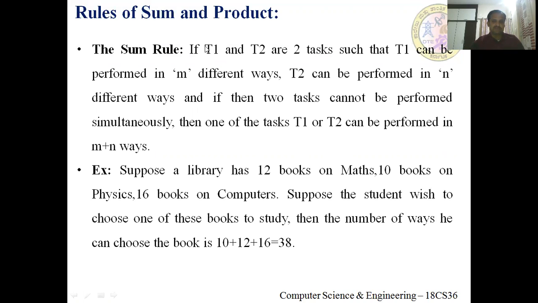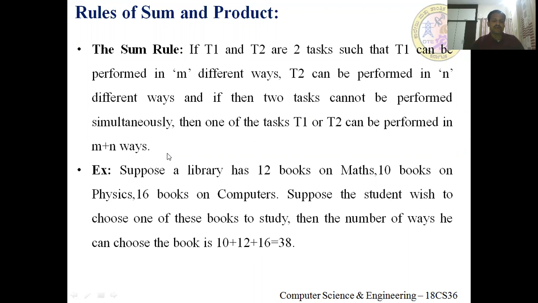The rule of sum states that suppose we have two tasks T1 and T2. Assume that T1 can be performed in m different ways. The task T2 can be performed in n different ways. And if these two tasks cannot be performed simultaneously, that means if task T1 is happening, T2 cannot happen. If task T2 is happening, T1 cannot happen. Then one of the tasks T1 or T2 can be performed in totally m plus n ways.